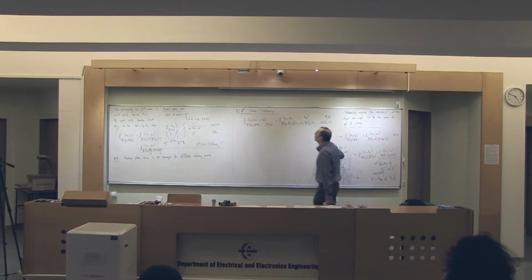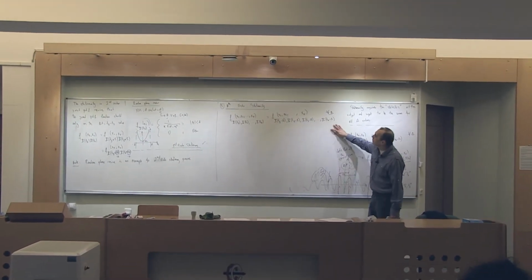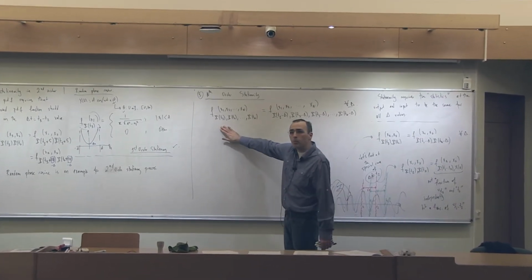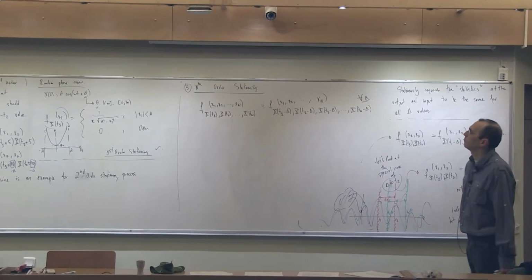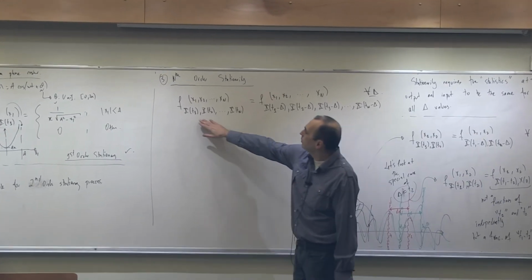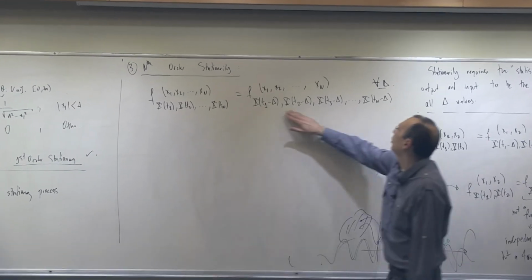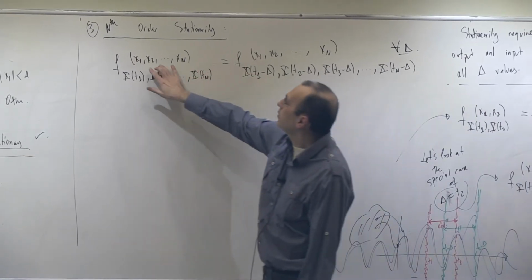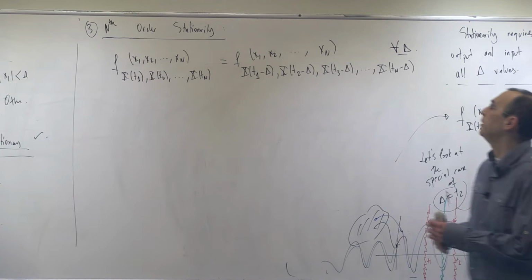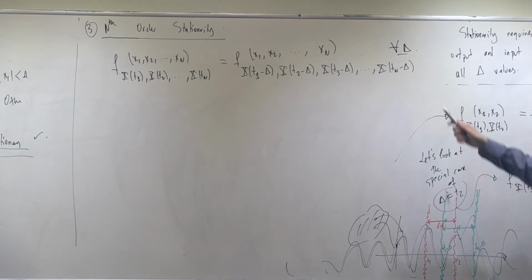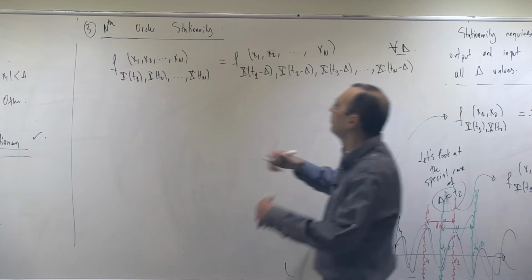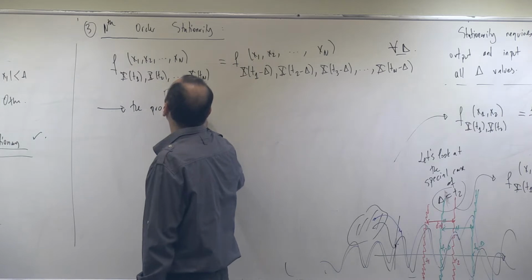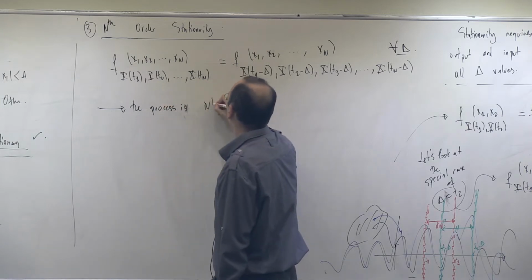Well, last lecture, 10 minutes ago, we were discussing nth order stationarity. And we have said that if I have a sampling offset by delta seconds, it doesn't matter. N samples collected like this, or collected with an offset of delta seconds, it doesn't matter because I have the same PDF, nth order joint PDF. The interesting thing is that if this happens for all delta values, then we say that the process is nth order stationary.